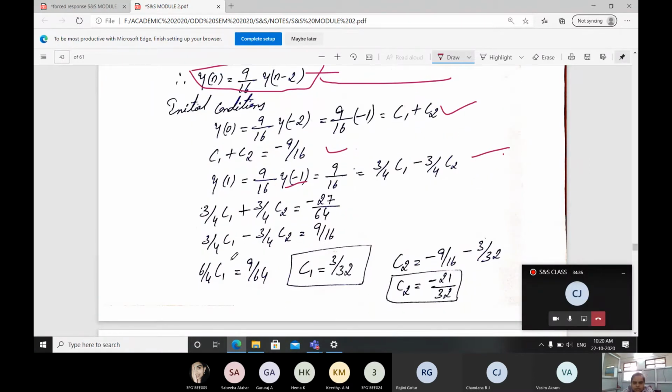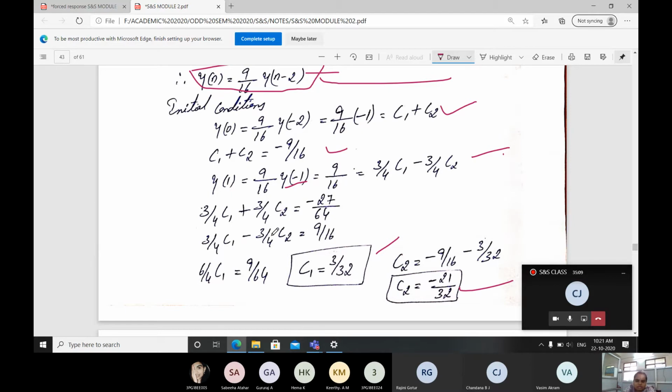If you solve, I hope you can solve this. When you solve this, you will be getting C1 equals 3 by 32 and C2 equals minus 21 divided by 32. You have to do this. These are linear equations. By using the calculator you can do it, or manually also you can do it. For linear equations, substitute for x1, x2 and the constant value. Then you will be getting your result.